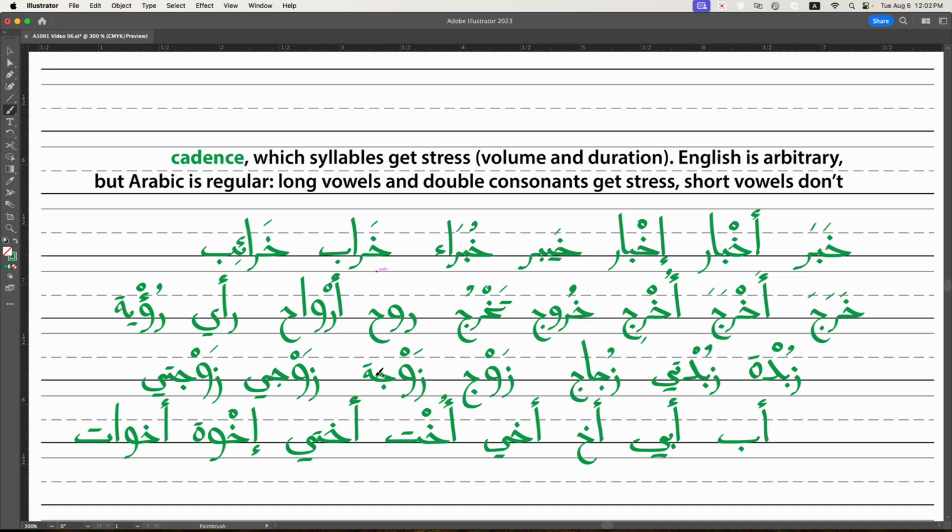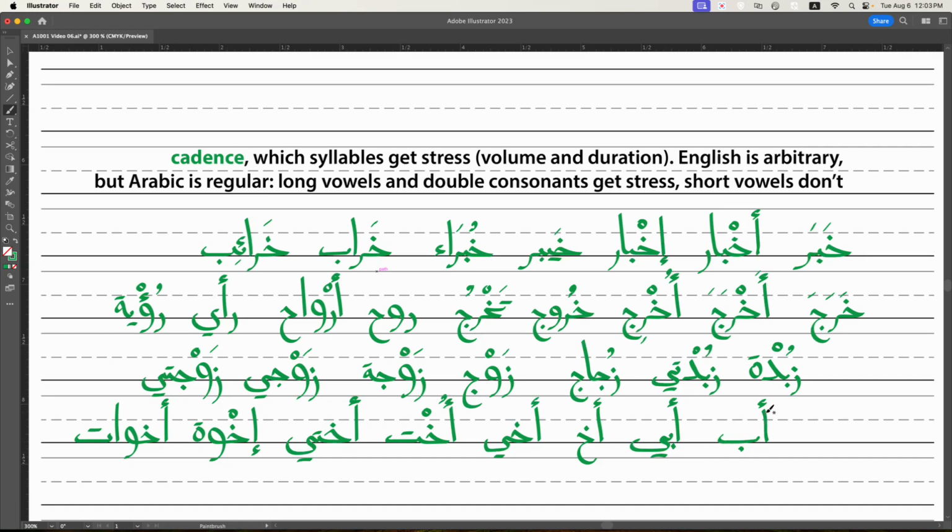So zawja, you can probably guess, I put the feminine marker at the end of zawj and change jim and make it this version of jim. And now I've got zawja, and zawja means wife. So my wife could call me zawji, my husband, and I would call her zawjati. I'd take ta marbuta, untie it into regular ta, and now zawjati, my wife. Be careful not to say English T here. It takes a little practice.